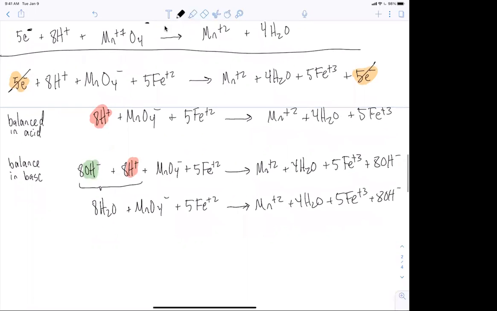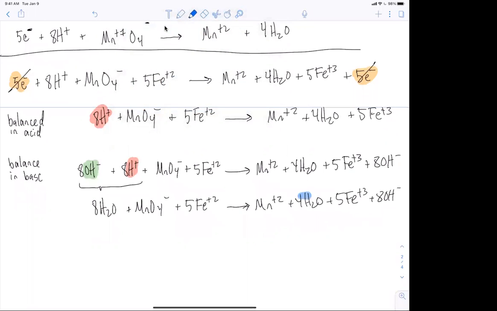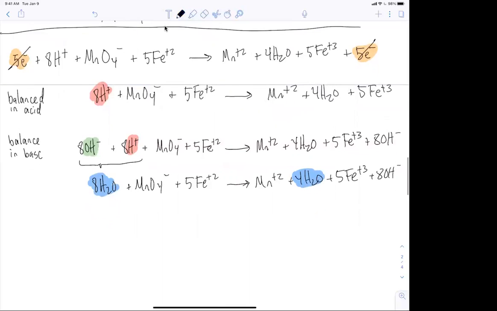And now this is useful because this allows us to show that we've got 4 water on the right-hand side and we've got 8 water on the left-hand side. And so we shouldn't have products and reactants appearing on both sides of the equation like that. That is not what we want.